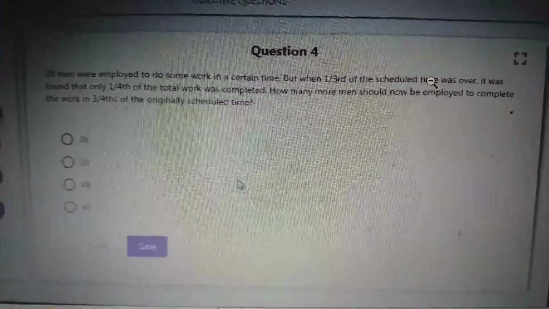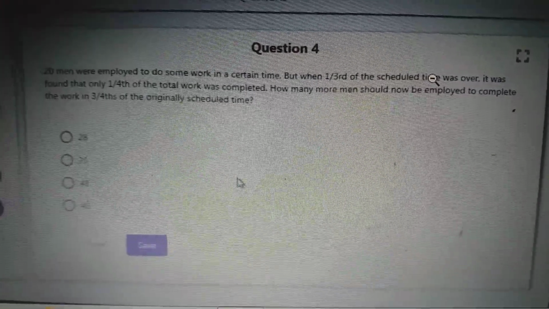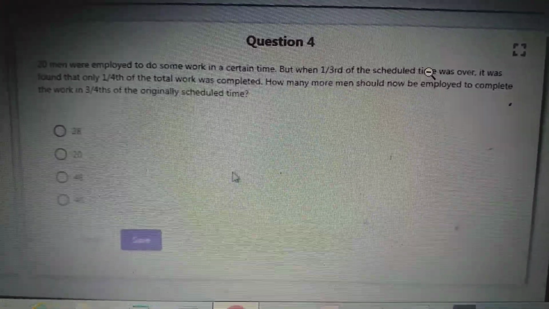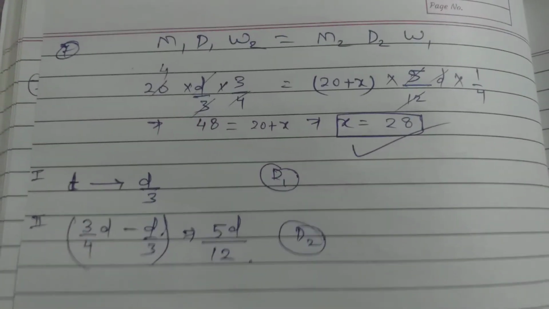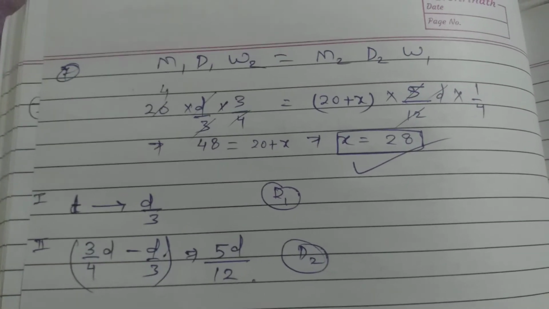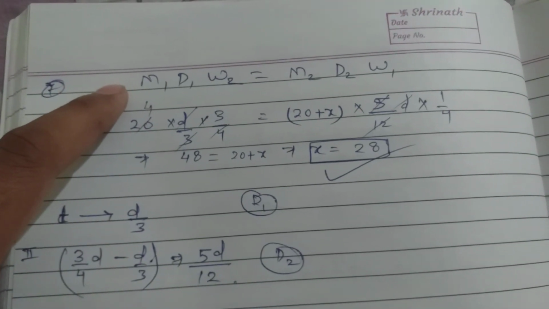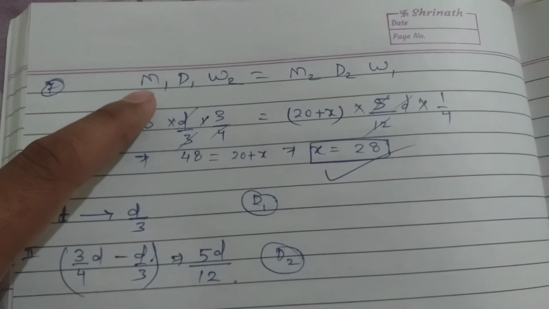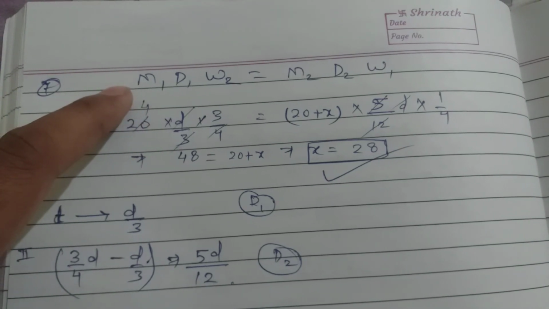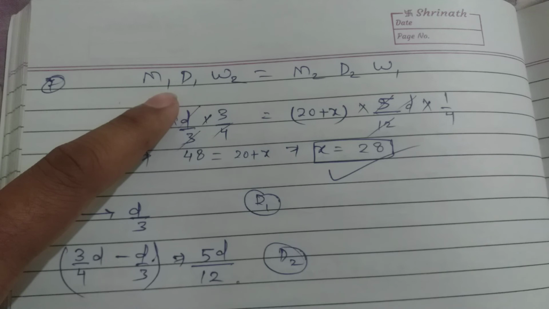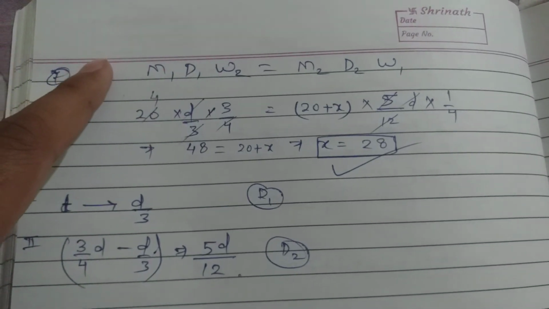You can pause the video and try to solve it. After that you will see the solution. So let's discuss the solution. This is the formula that we use for work and time related questions: M1 D1 W2 is equal to M2 D2 W1. Here M is men, D is days, and W is work.